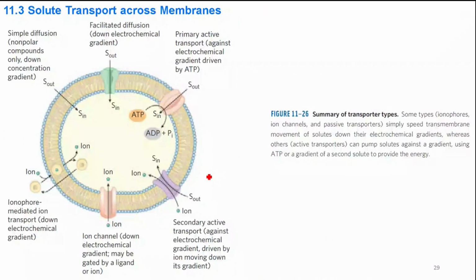So there are different types of transport.